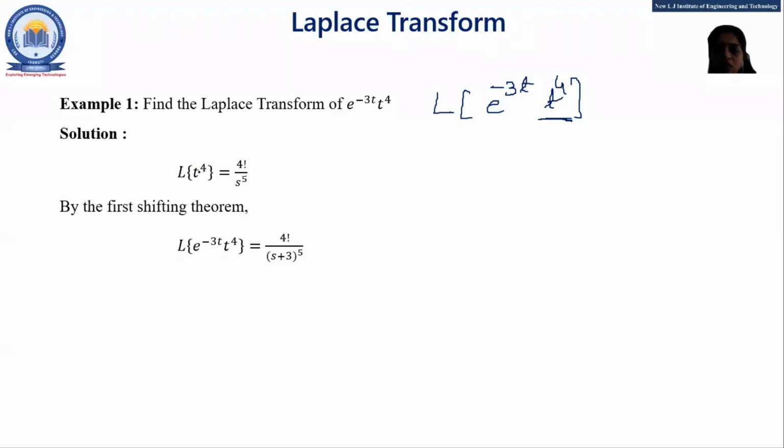So Laplace of t raised to 4 is what? 4 factorial upon s raised to 5, right? Factorial n upon s raised to n plus 1. But our main question is not only t raised to 4, it is e raised to minus 3t times t raised to 4. For that, by the first shifting theorem, we have to replace our s by what, students? S by s plus 3, because in the exponential term there is a minus sign. So we replace s by s plus 3. If it is a minus sign, we replace by plus sign. If it is a plus sign, we replace by minus sign. So 4 factorial upon s plus 3 whole raised to 5. Got it, everyone?